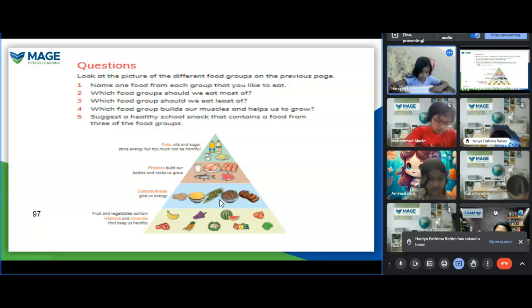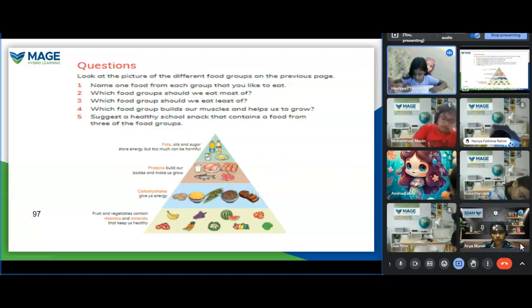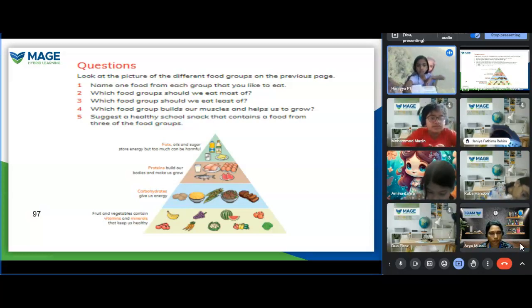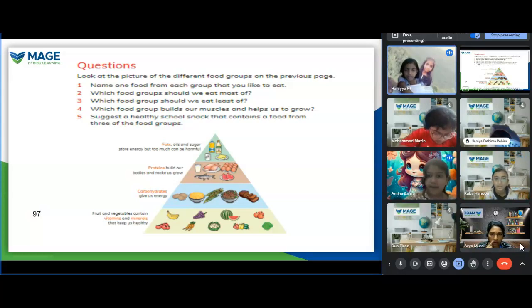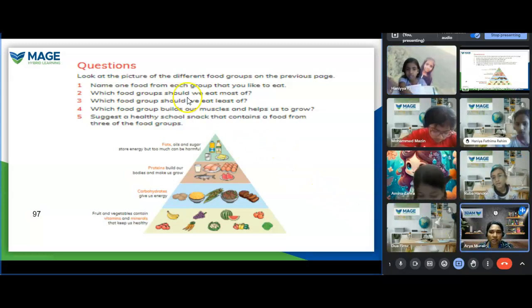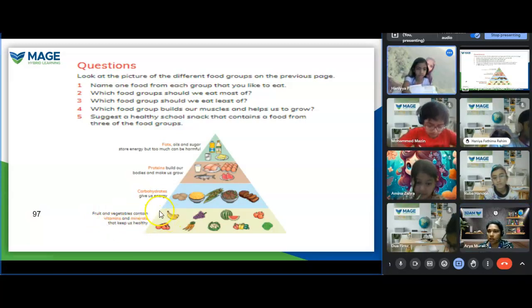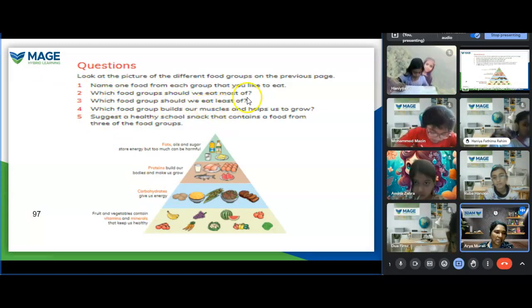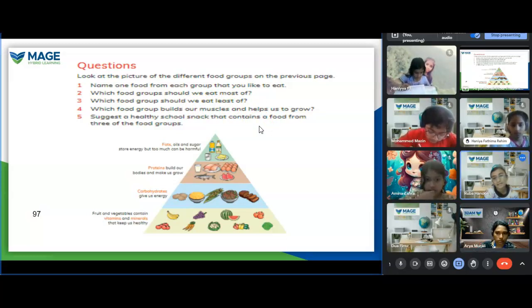Corn, yes, it's corn. No, you have to write the name of the food group. So the food group is written in the red color here, right? If you like to eat more fruits and vegetables, then you can write the food group as vitamins and minerals. And next, which food group we eat least, that you don't like much. You can write it like that.